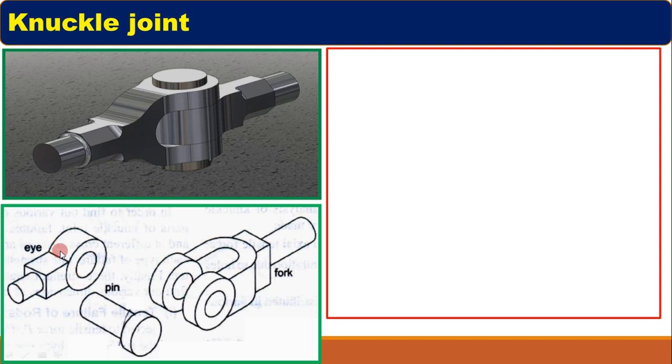So the knuckle joint consists of three parts: the fork, which has two ends with the feature of a hollow cylinder at the end; then the second part is the eye, which also has an end with the geometrical feature of a hollow cylinder; and the third one is the pin. The outer diameter of the pin is the same as the inner diameter of this hole.